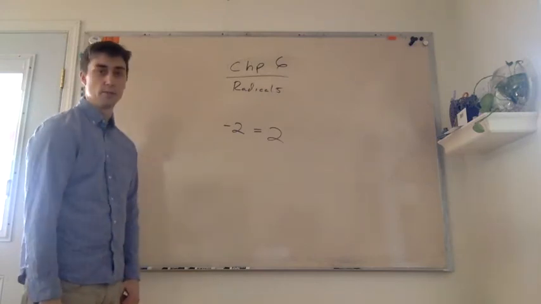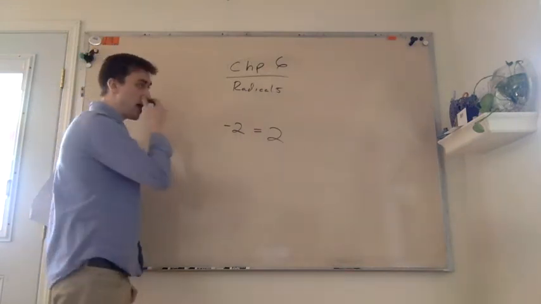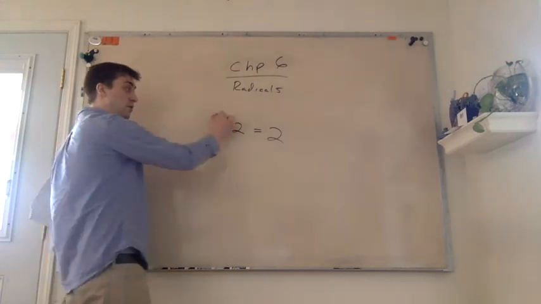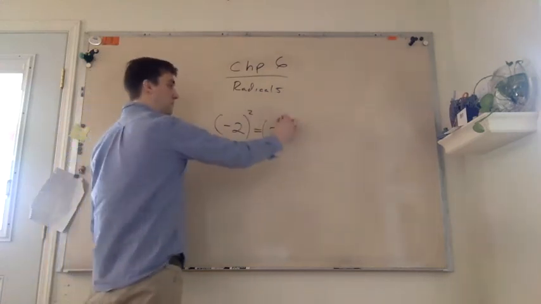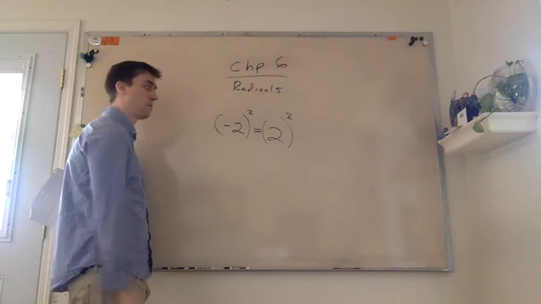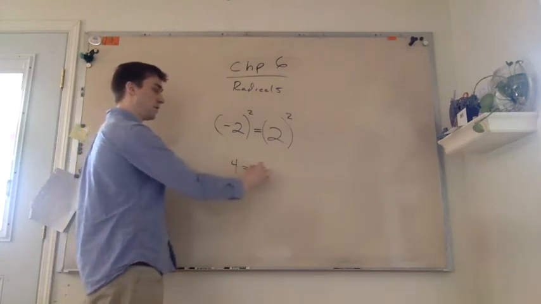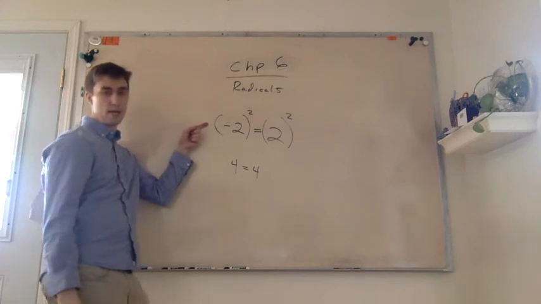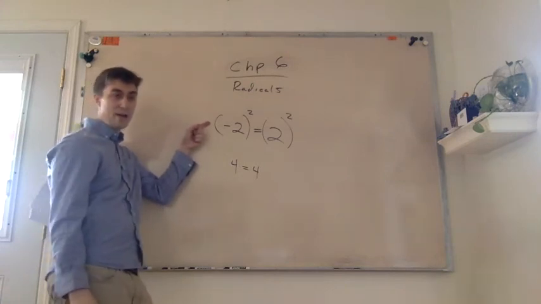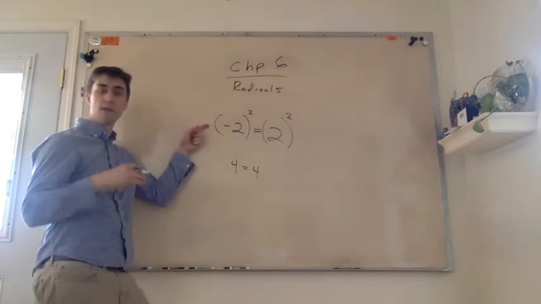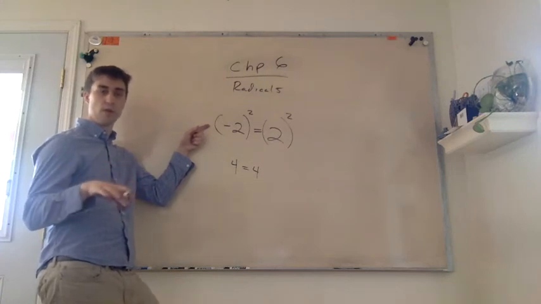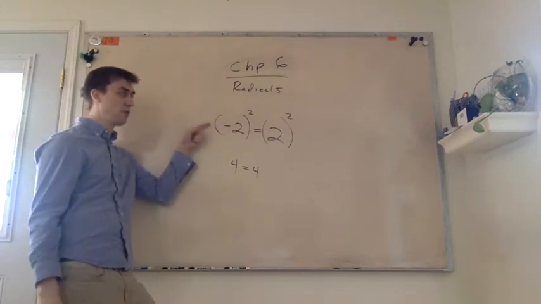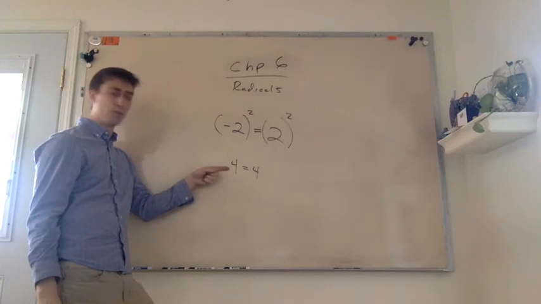It's just not true. Negative 2 is not the same thing as 2. But if I was to square both sides now, I would get 4 equals 4. So the problem with squaring is that you can have something that does not have any solutions and it never will be solvable, and after squaring both sides, produce something that it seems like it should have worked.